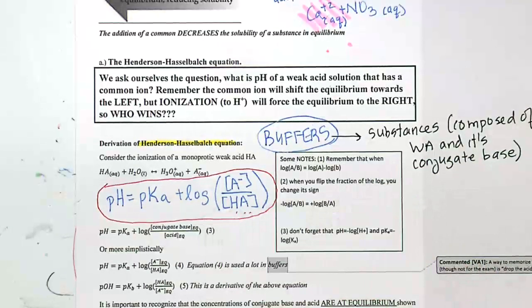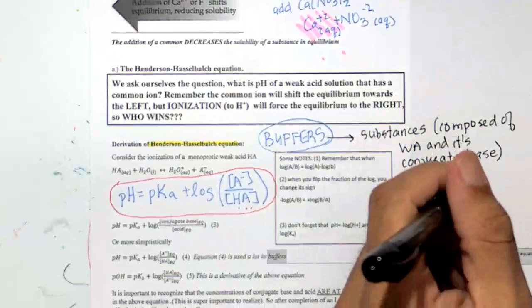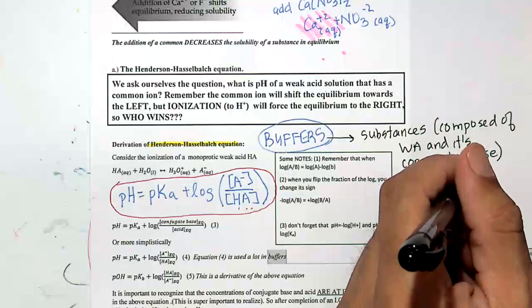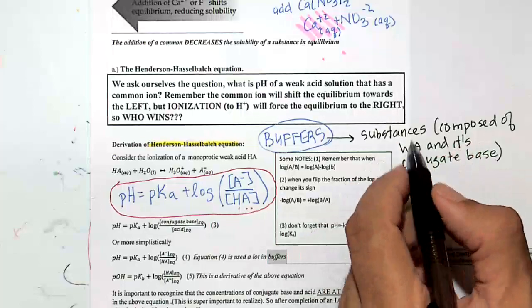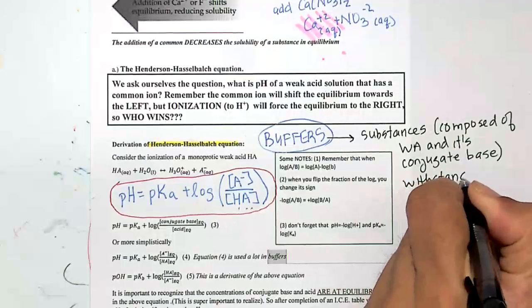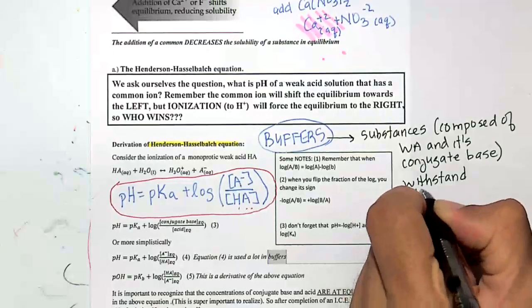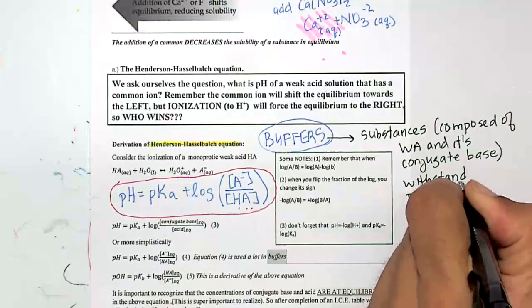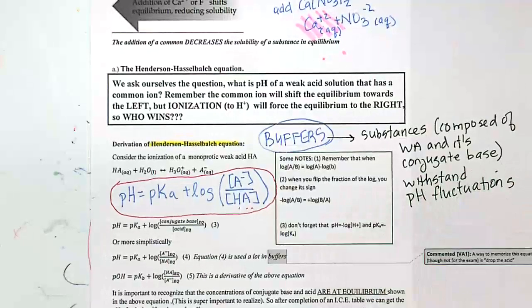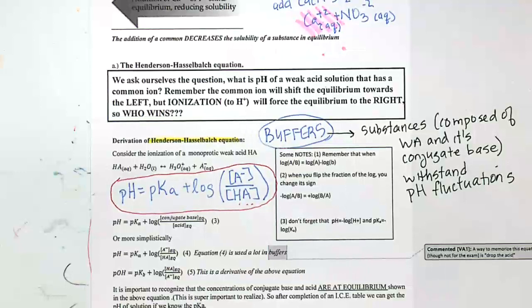Okay, so a weak acid and its conjugate base will withstand pH fluctuations. They make the pH stable. So you want your pH to be stable.